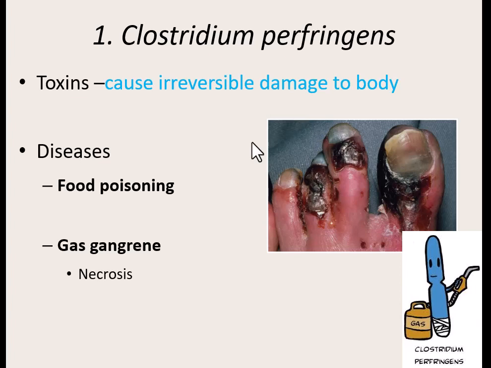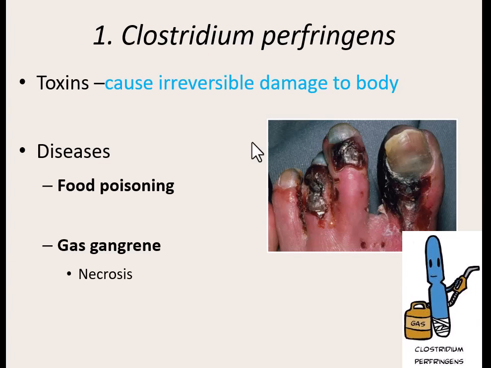And its top 2 diseases that it can cause. One, it is a top cause of food poisoning. So someone didn't wash their hands very well and touched food, and then they didn't refrigerate it, and bacteria grew all over your food. It can cause food poisoning. That in itself is not that bad. It will go away on its own.